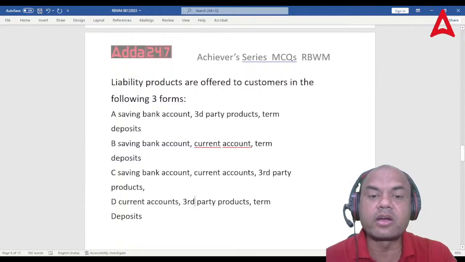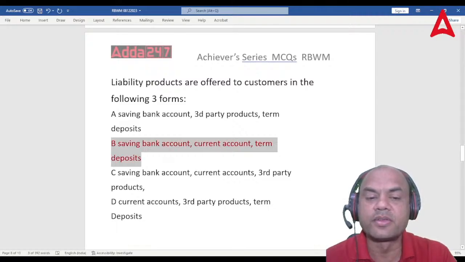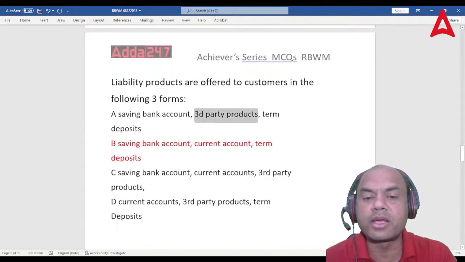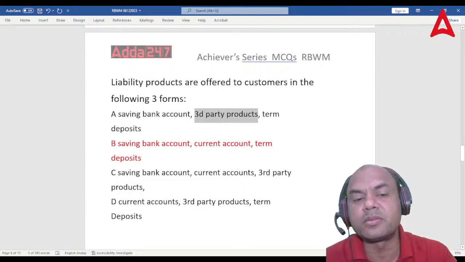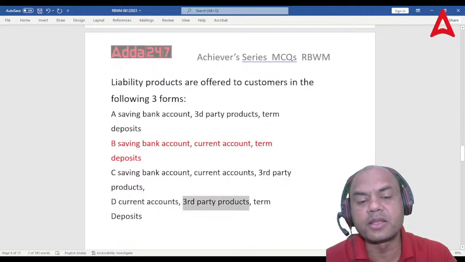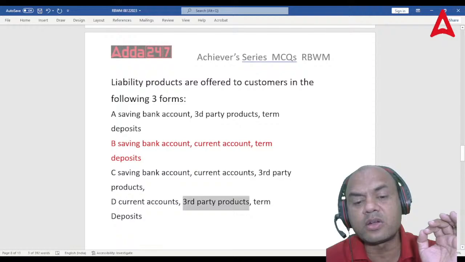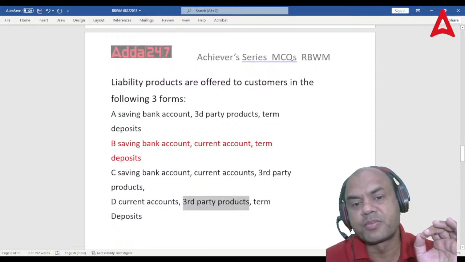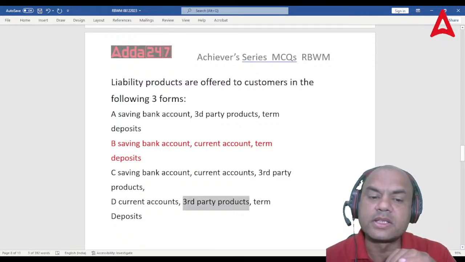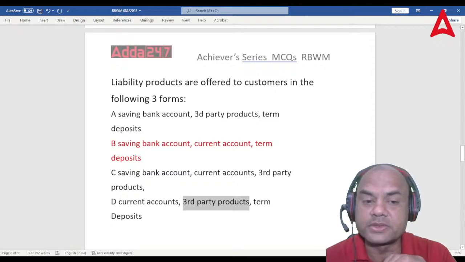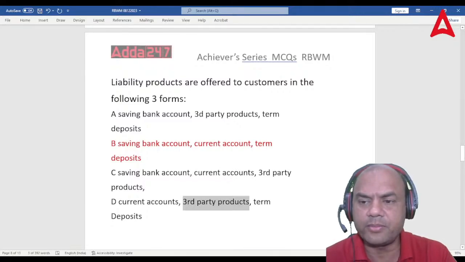Correct. We are here talking of only banking products. So savings, current and FD is the only answer. Third party product is not a banking product, so it doesn't come under liability. Here also third party, here also third party. These are not liability products, and not core banking products. Core banking products are only three: saving, current, FD in deposits, and in loans, any type of loan which we give. Okay.